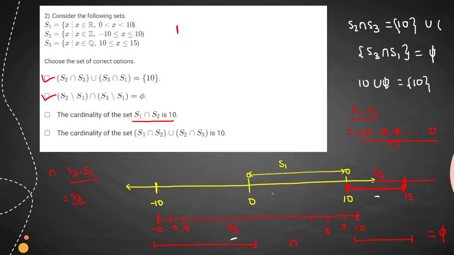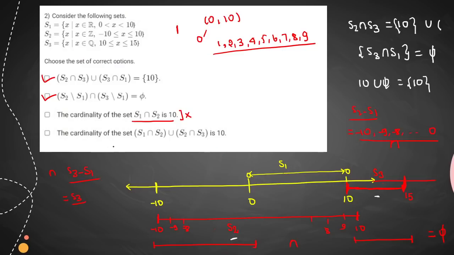Since S1 is from 0 to 10 and S2 is from minus 10 to 10, but it takes only discrete values, so it will not include 0 in this form. So it will start from 1, 2, 3, 4, 5, 6, 7, 8 and up to 9. So there are only 9 terms here. So that's why this option is incorrect.